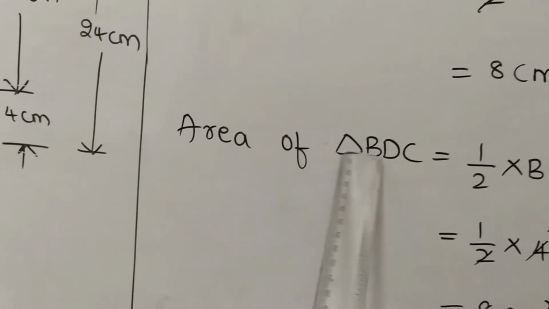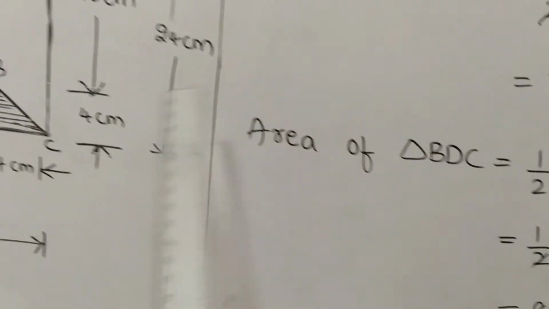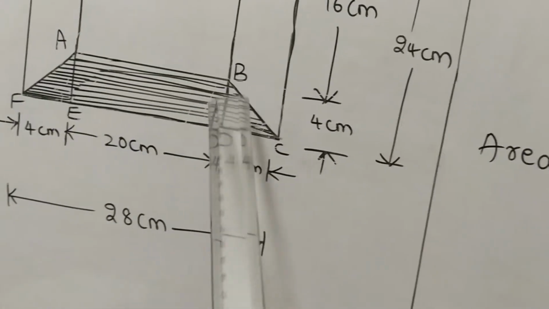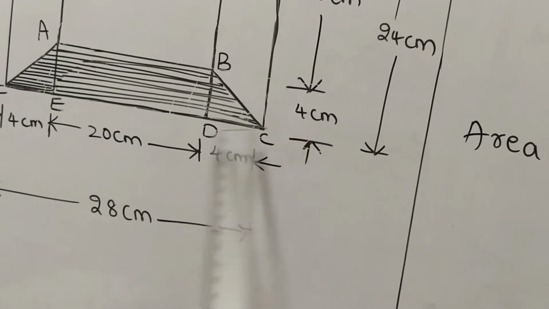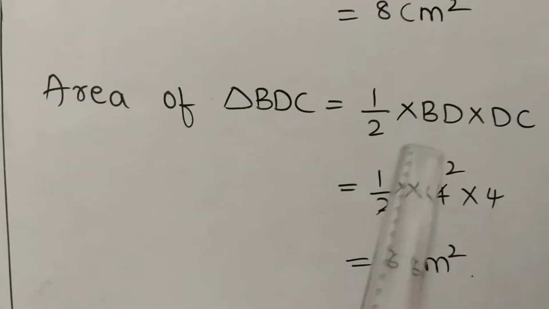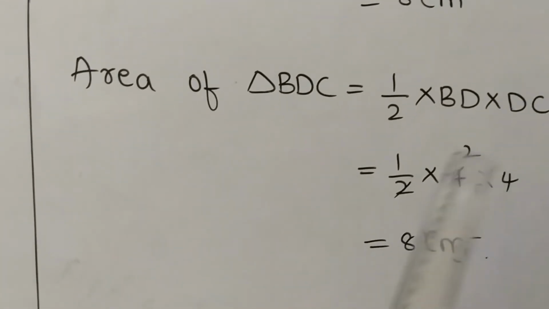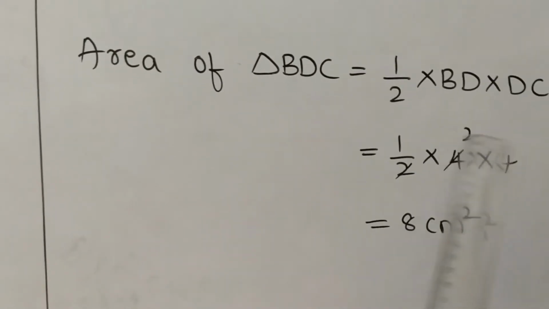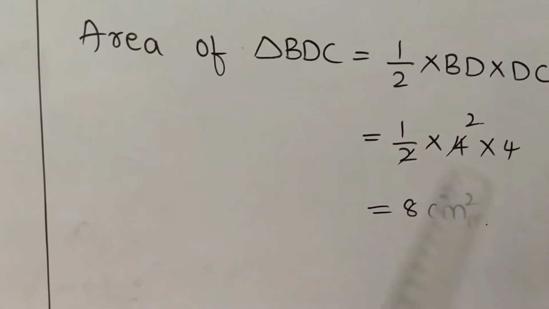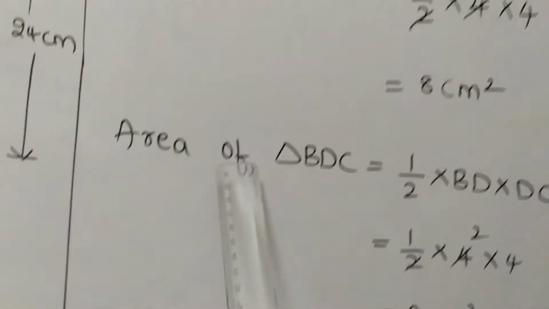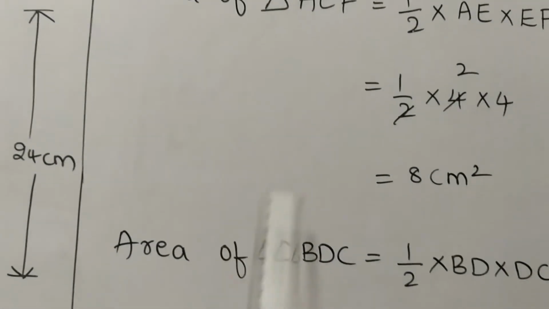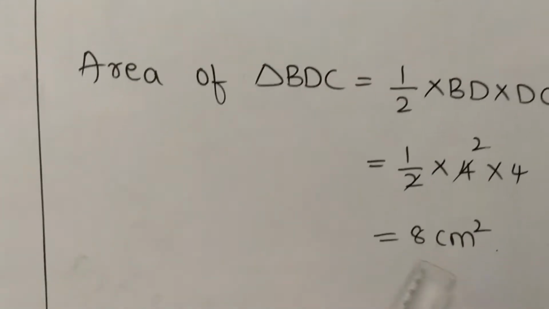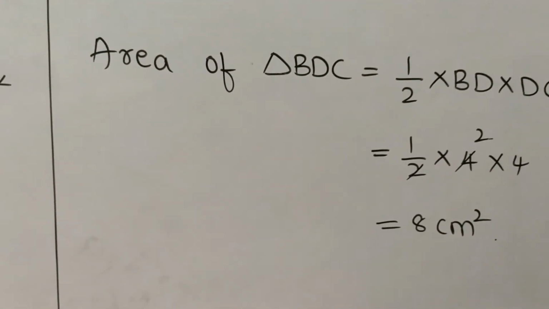Next, the area of triangle BDC. Here BDC is similar to AEF. Here also the dimensions are 4 and 4. So similarly write half into BD into DC, half into 4 into 4. Now 2 ones are 2, 2 fours are 8 centimeter square. Nothing but the areas of the two triangles are the same, that is 8 centimeter square. This is also 8 centimeter square.